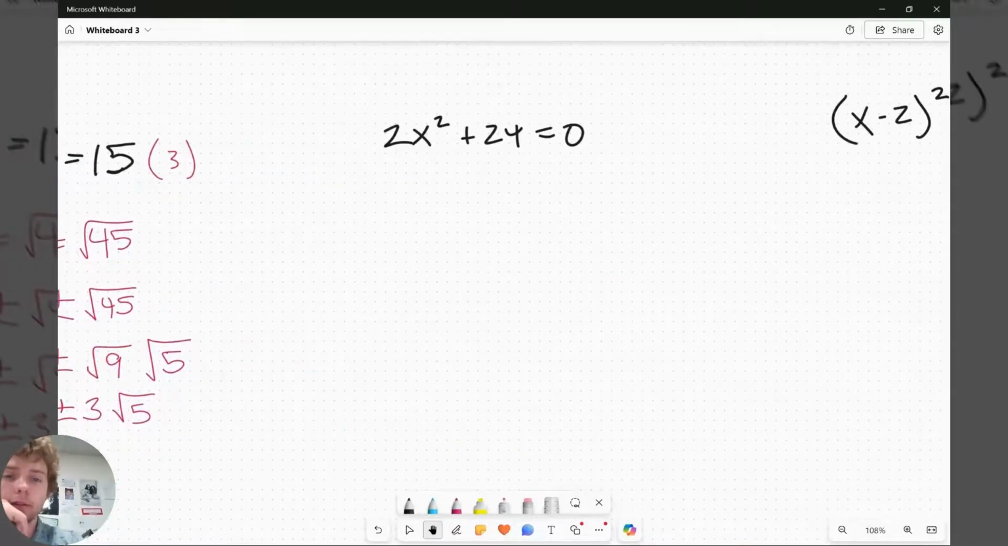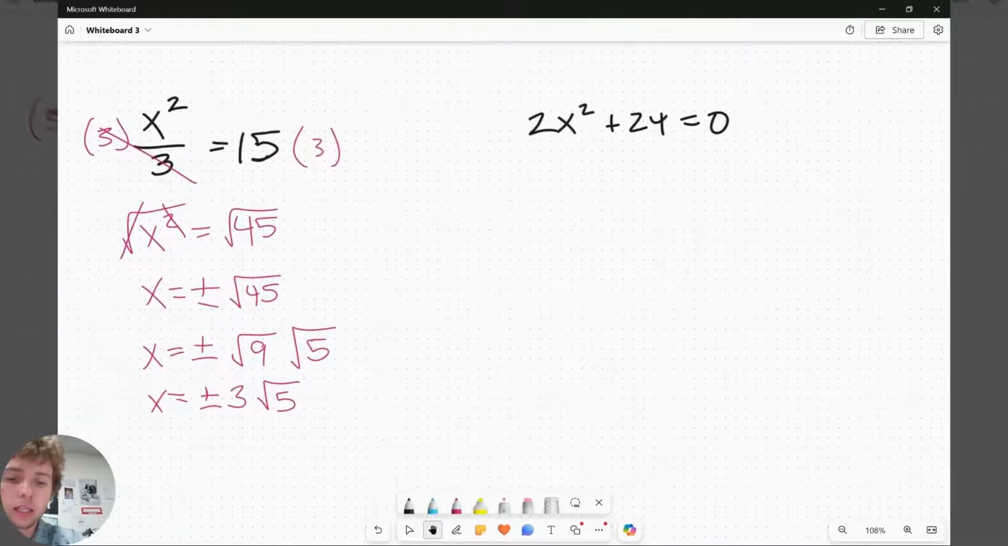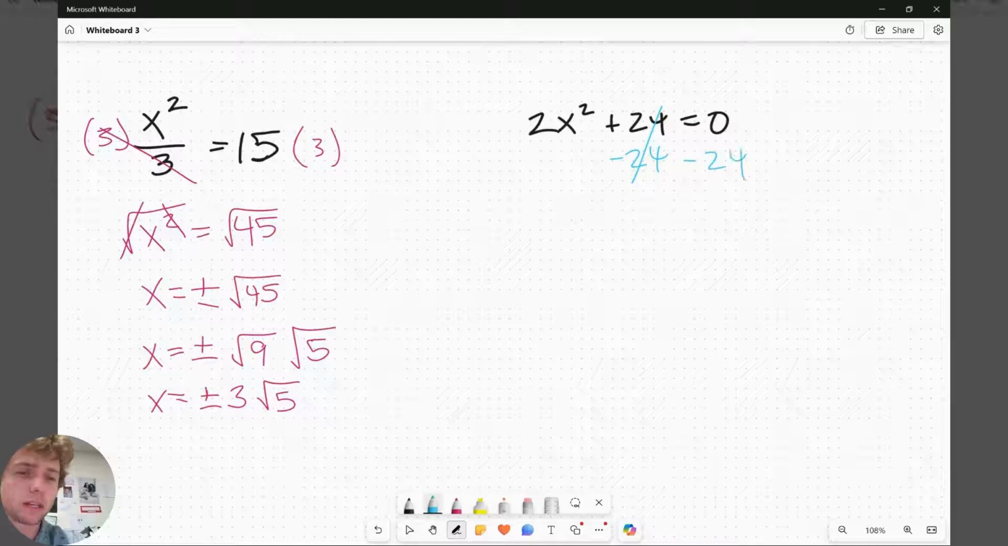Let's look at another few problems here. Okay, this one can get maybe slightly more challenging. You still just need to get the x by itself, so I subtract 24. It's 2x squared equals negative 24.